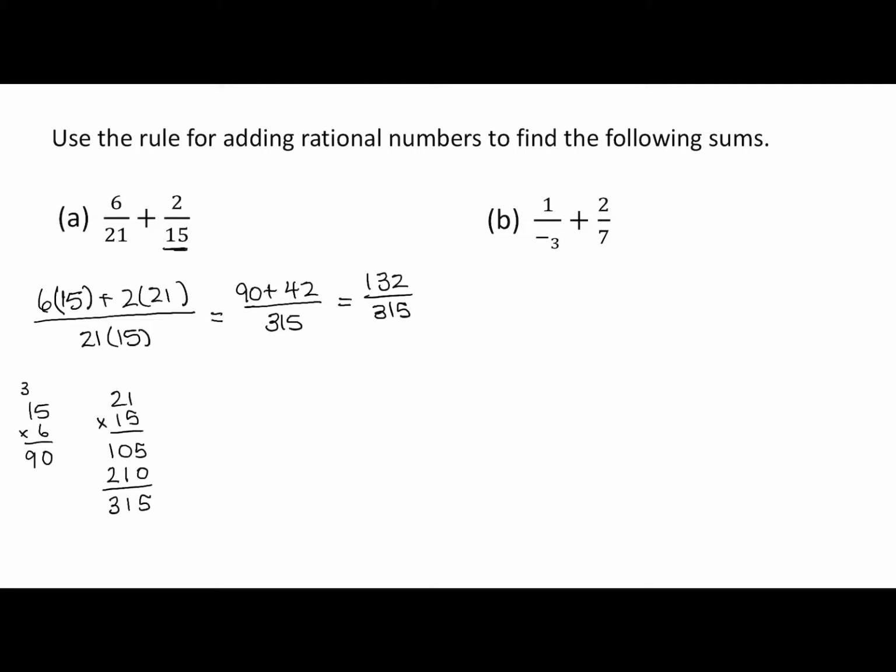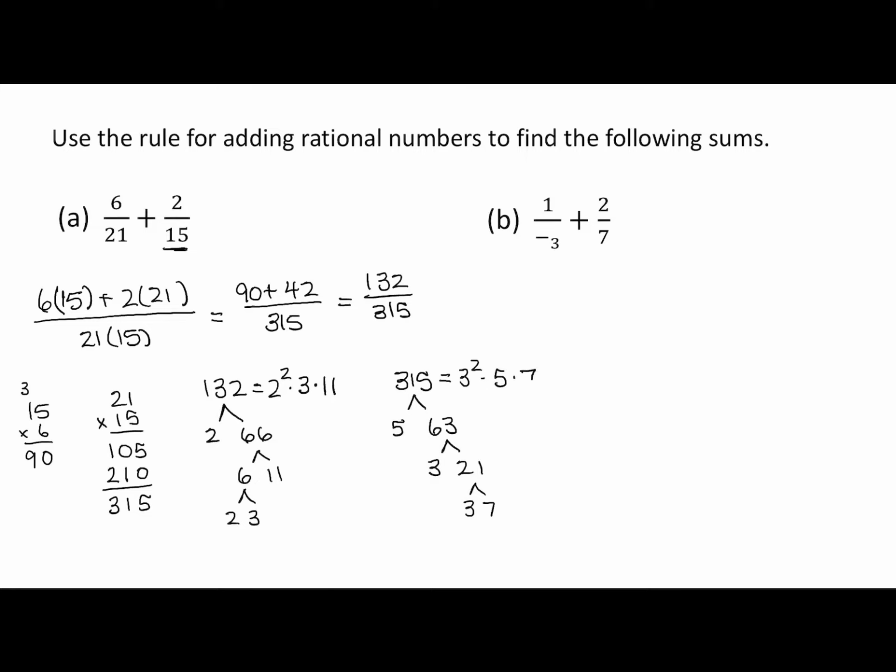Now you could reduce this. So 132, let's do a factor tree, is divisible by 2. I'm going to do 6 and 6, and that's 6 and 11, 2 and 3. So 132 is 2 squared times 3 times 11. 315, it ends in a 5, so it's divisible by 5. We're going to do 63 here. That's divisible by 3. I get 21, and then 3 and 7. So this is 3 squared times 5 times 7.